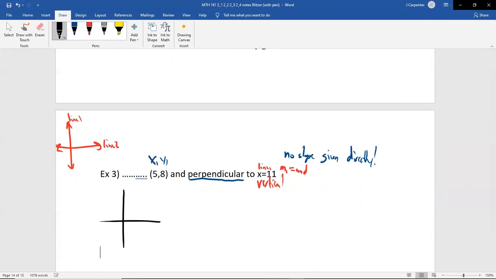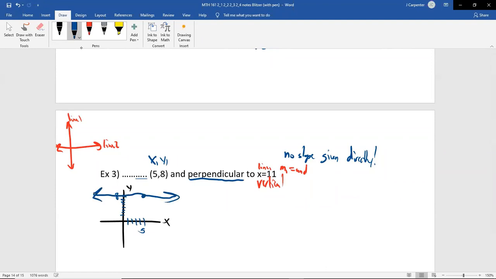So these will be our x and y axes. This point is 5, 8, so that's right. 1, 2, 3, 4, 5, up. 1, 2, 3, 4, 5, 6, 7, 8. So we're supposed to make a horizontal line. Again, this was vertical, so we make horizontal, and it's got to go to this point. So this is our line.